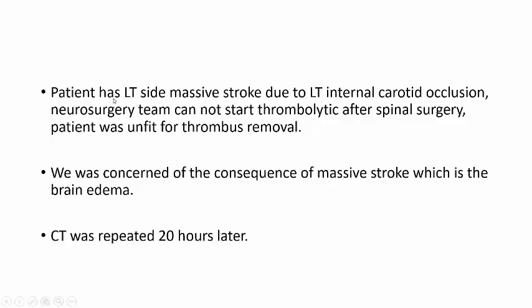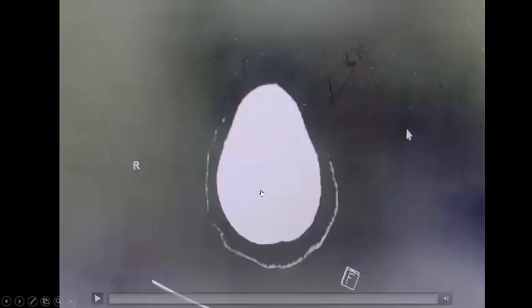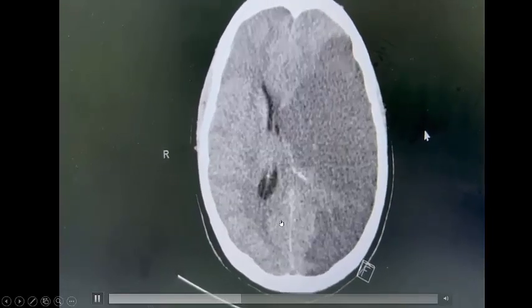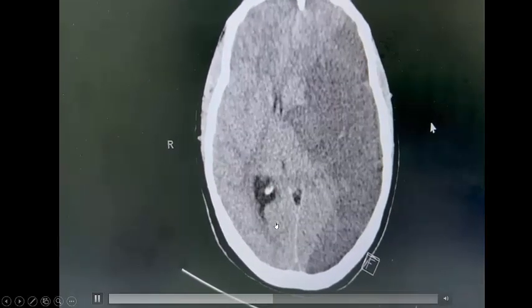So, the patient has a left side massive stroke due to left internal carotid occlusion. The neurosurgery team cannot start thrombolytic after spinal surgery. The patient was unfit for thrombus removal. We were concerned about the consequence of massive stroke, which is brain edema. We repeated CT after 20 hours. Really, it was a horrible CT. You see very bad brain edema and the midline shift. Very bad brain edema because it's a massive stroke really.